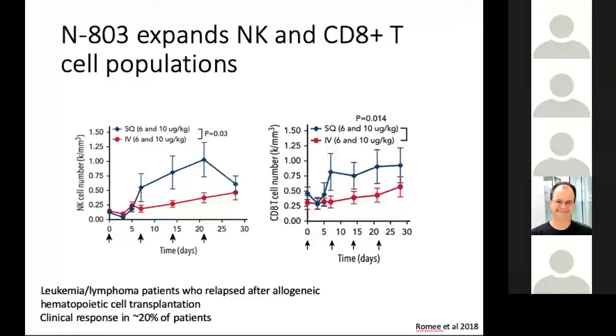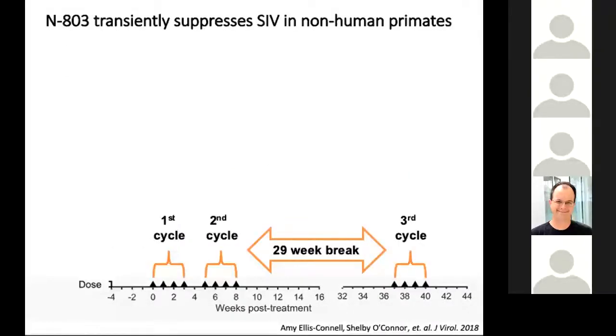So if NK cells and CD8 positive T cells are important in controlling HIV, and N803 can stimulate both of these populations, then can we use N803 to reduce viral load in patients with HIV? And so our collaborators in Wisconsin set out to do just that in a non-human primate model of HIV.